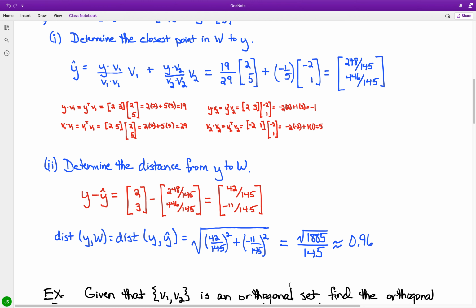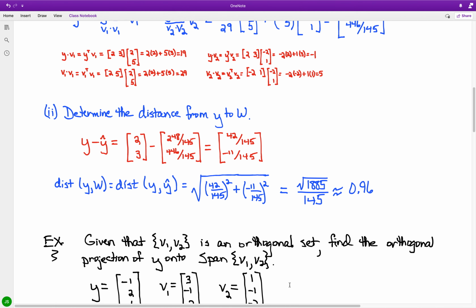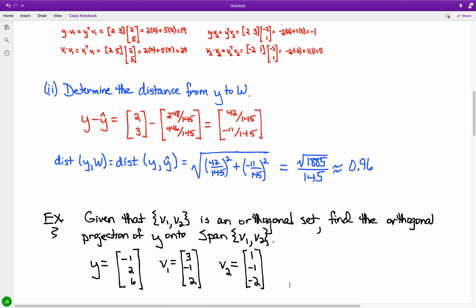Also, let's say that you have a given orthogonal set, still in two vectors, but this time each vector is going to be 3 by 1.